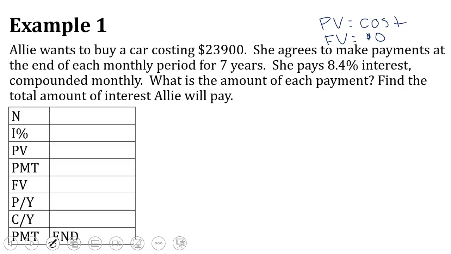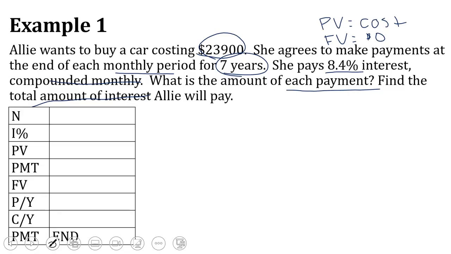Allie wants to buy a car and it's costing her $23,900. She agrees to make payments at the end of each month for 7 years, and she pays 8.4% interest compounded monthly. What is the amount of each payment? And find the total interest. For all these, there's always kind of like a part 1, part 2.